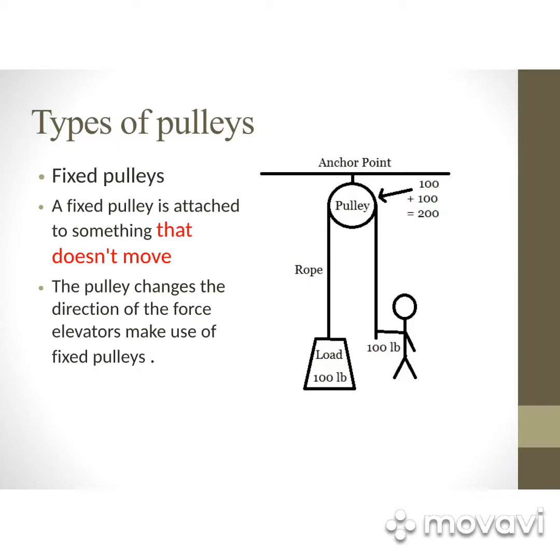So the tiny human right there is actually making effort to lift that load. And believe it or not, with a fixed pulley, the size of the output force is the same as the size of the input force. That's why the mechanical advantage is 1.